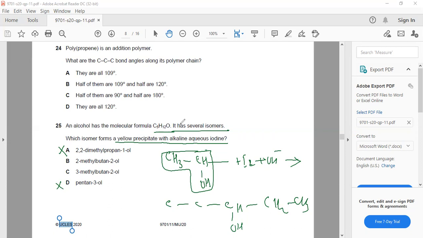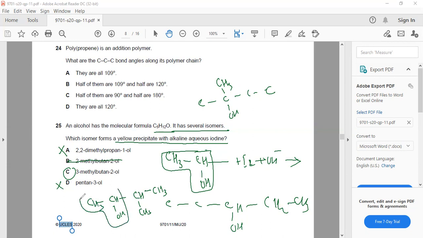Now we have two options, B or C. So we can check any one. 2-methylbutan-2-ol. Not possible. C is the answer. How? 3-methylbutan-2-ol. This group is present.